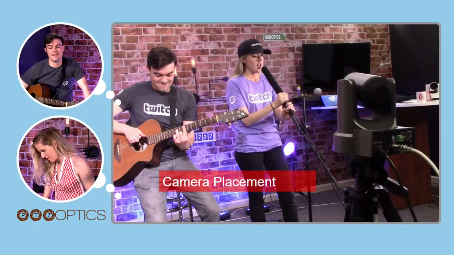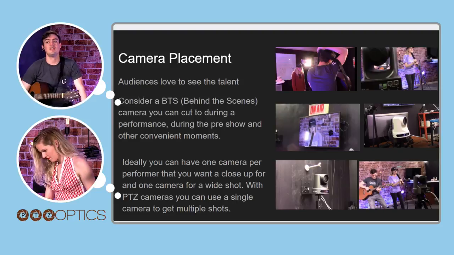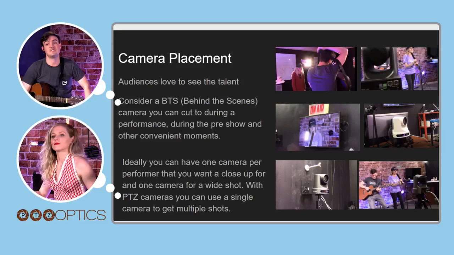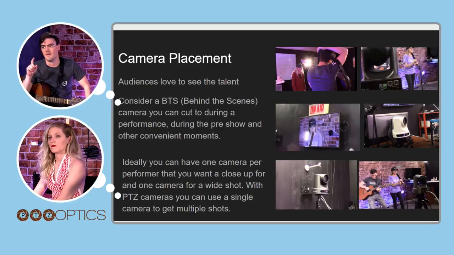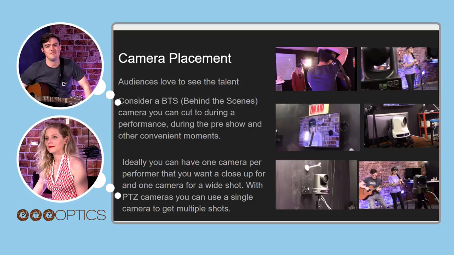So camera placement. Obviously, we have a camera on almost every spot that we need. But with pan tilt zoom cameras, especially if you're on a budget, you can use a single camera to zoom into multiple positions. So you could have one camera with a close-up and a wide shot, and as you cut and pan between different shots, you'll be able to use just one or two cameras to get a bunch of shots. Mike, do you want to go ahead and just go through all the shots? I think we have 1, 2, 3, 4, 5, 6 shots that we have.